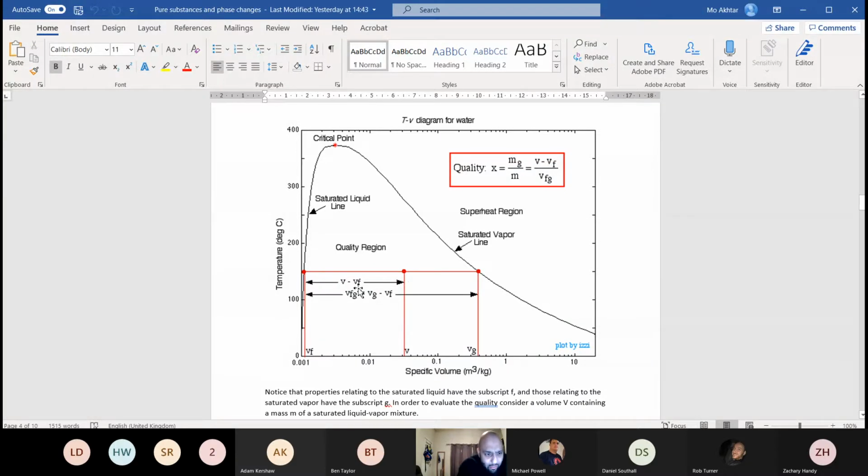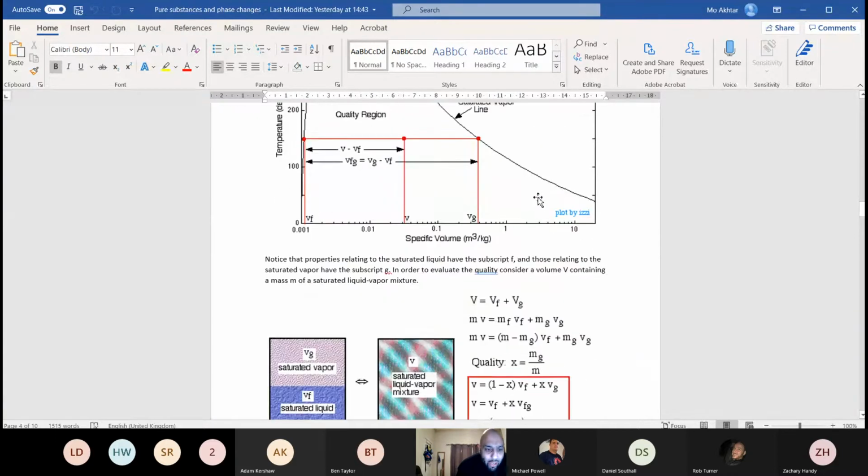So you've got VFG is VG minus VF. The difference between here and here, we call it VFG. So now, take a note of that point here in red, because I'm going to have to go back to it. I haven't taken a note of it.